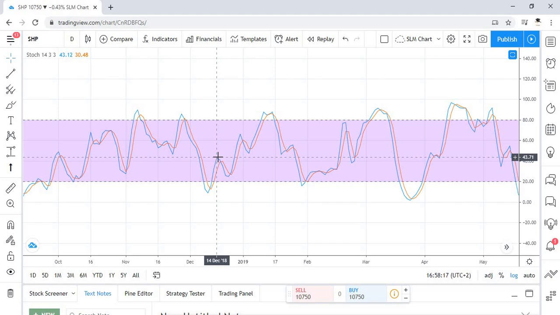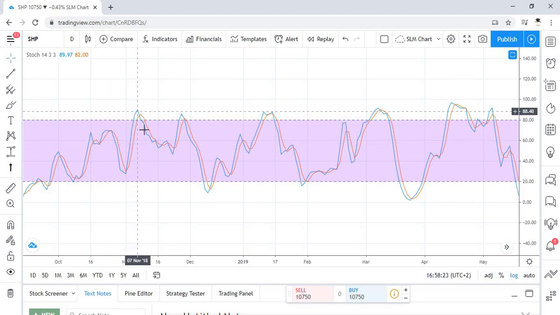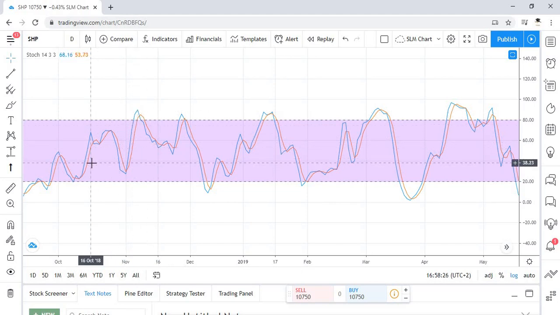So here on our stochastic we have got what is called a percentage K, which is in this case the blue line. Then we have what is called the percentage D, which is the red line. The percentage D or the red line is also called the signal line, like we had with the MACD as well.